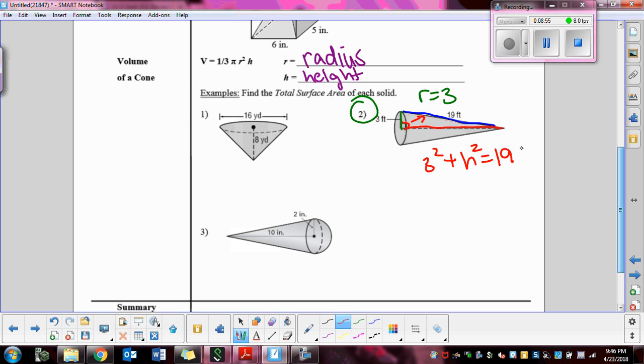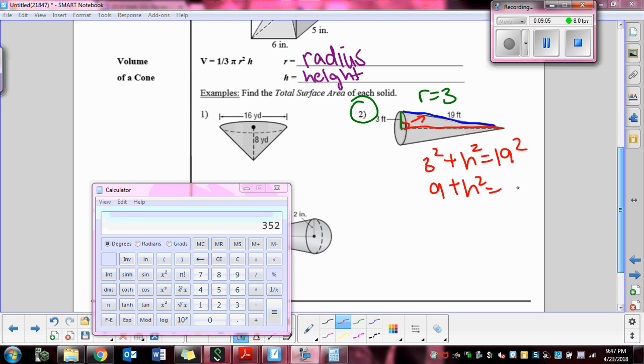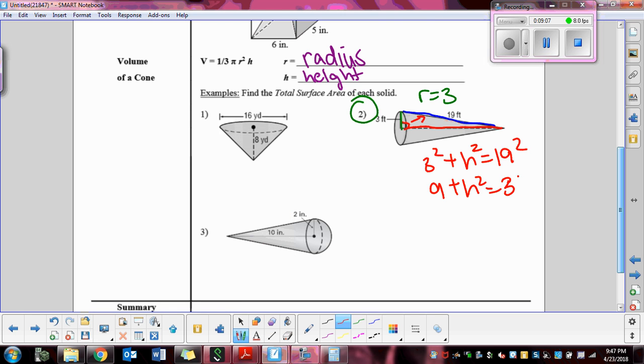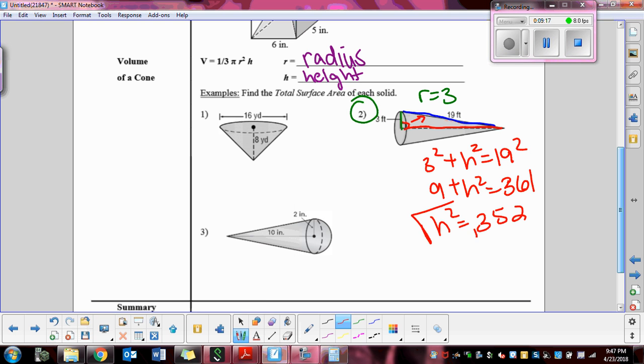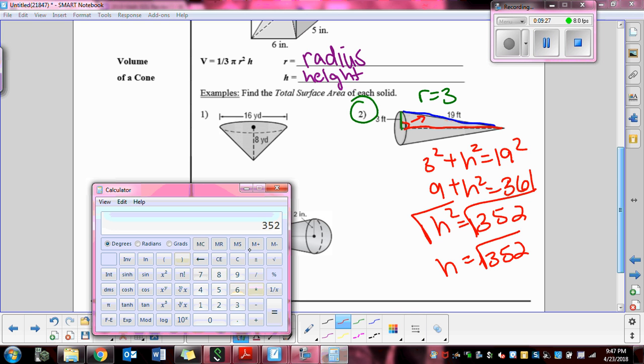equals 19 squared. 3 squared is 9. 19 squared is 361. When we subtract 9, we're going to get h squared equals 352. Okay, and then when we take the square root of each side, that's not a good number. We're just going to leave it as h equals the square root of 352. Take the square root of that, it's 18.7. That's not good.